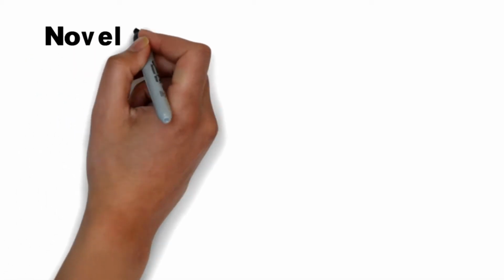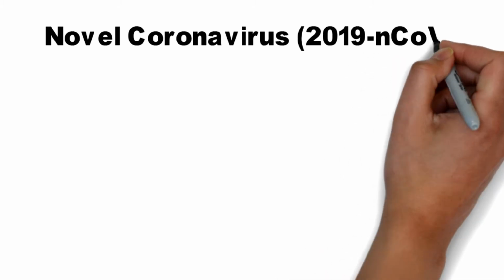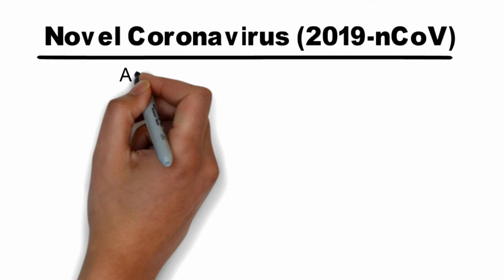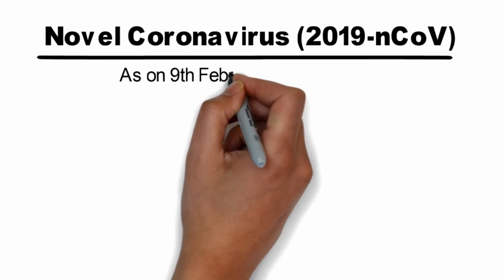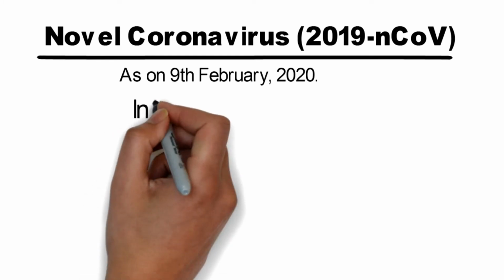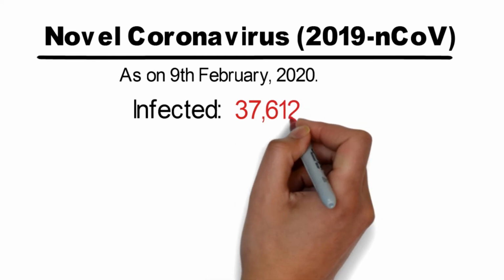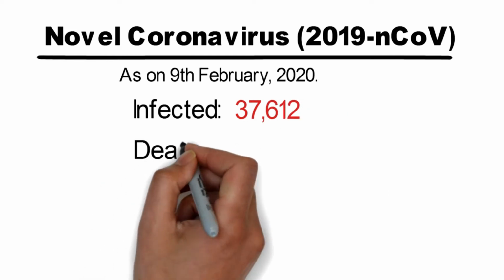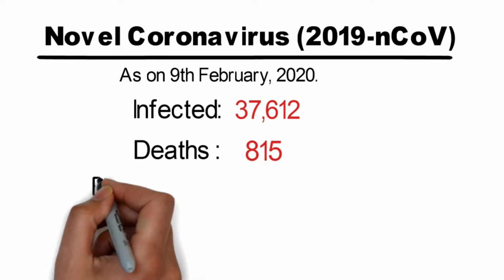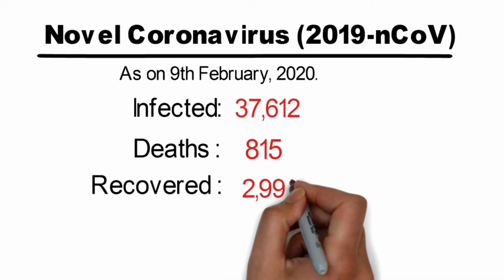Today we will discuss various types of coronavirus and the recently identified novel 2019 coronavirus. Novel coronavirus was first reported from Wuhan, China on 31 December 2019. As on 9 February, infected cases are registered as 37,612. Number of deaths are registered as 815. And the recovery cases are 2,990.